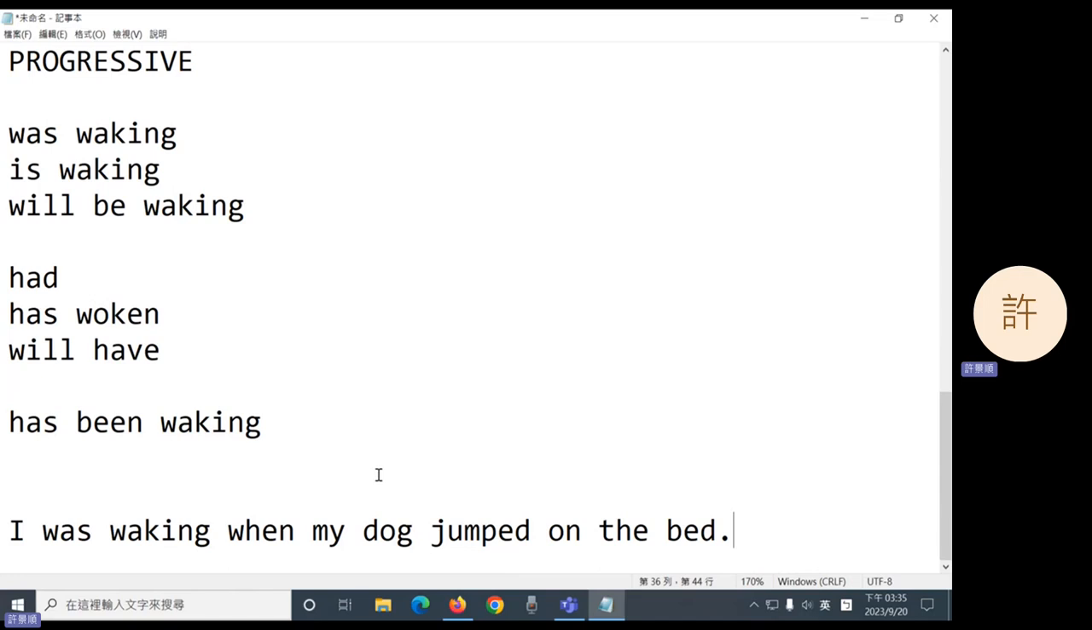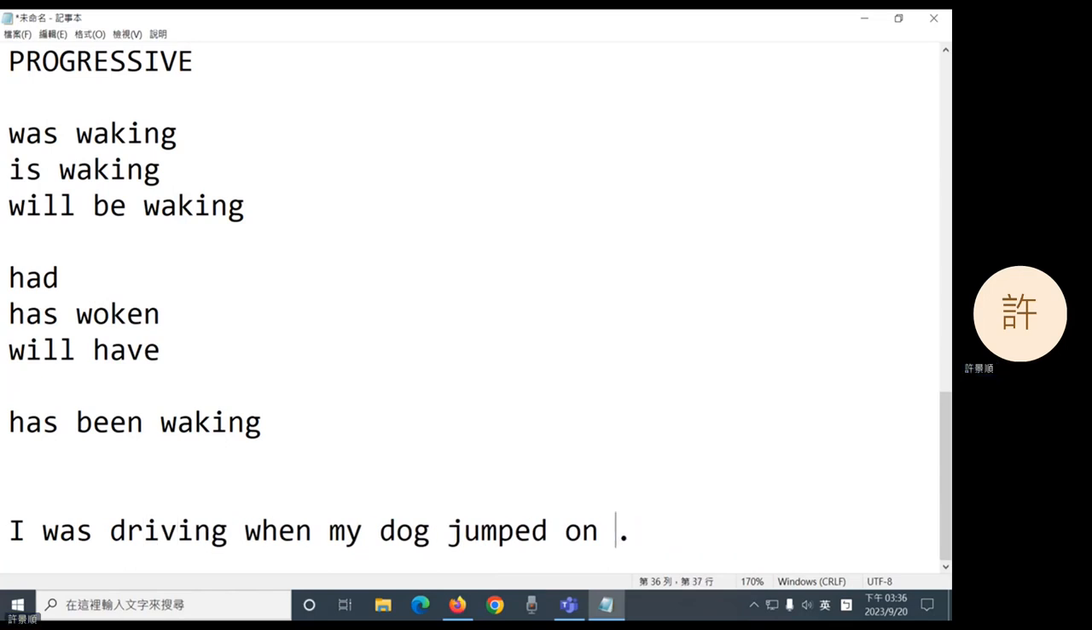This is true for all three, past, present, and future progressives. Maybe if I change a word, it would be easier to understand. So how about I was driving when my dog jumped on me. More scary.